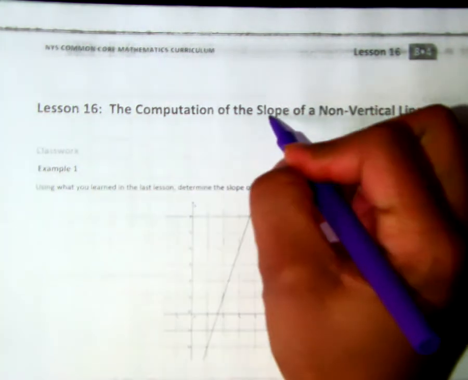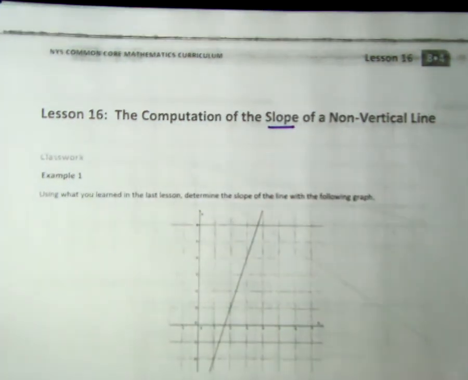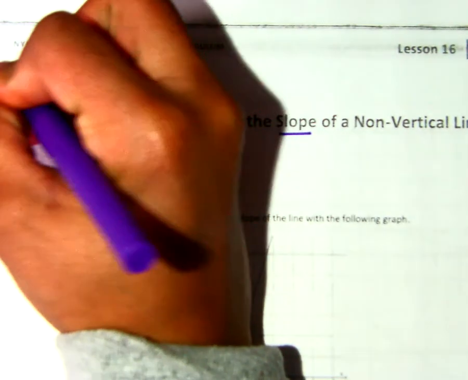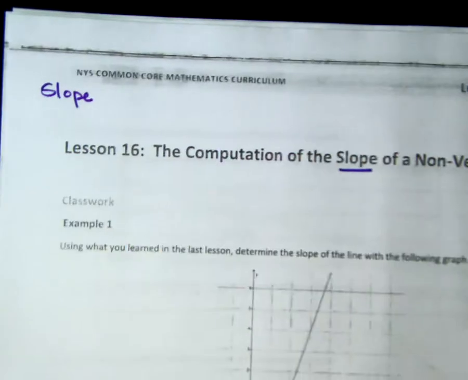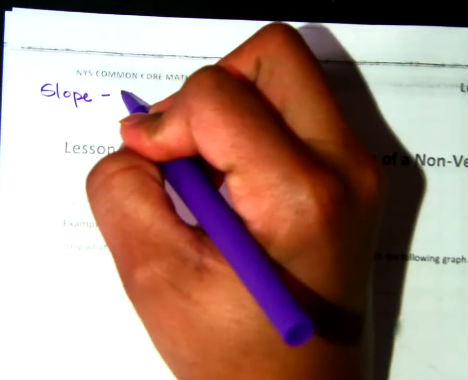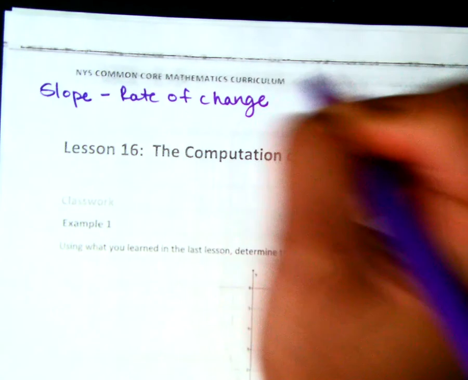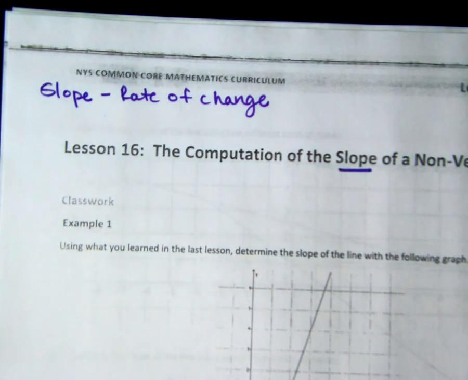We started talking about this word slope in lesson 15, and we said that slope is also called our rate of change. I'm going to take some notes at the top of my paper. So slope is also called the rate of change. You can find our slope by figuring out the change in our y's and putting that over the change in our x's, moving from one point to another on a line.